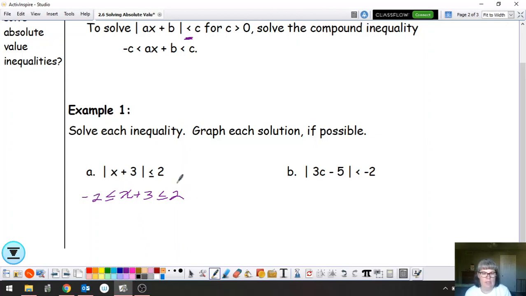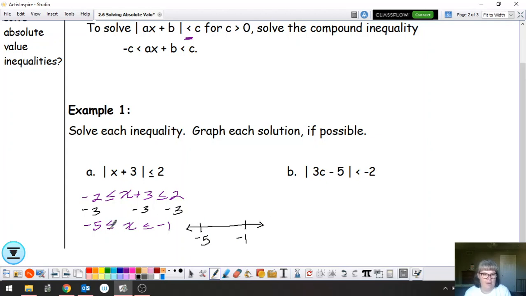Now, when it's written as one extended inequality or compound inequality like this, when I subtract 3 from the middle, I have to subtract 3 from each end because I'm solving two inequalities at the same time. So -2 subtract 3 is -5, less than or equal to x, less than or equal to 2 subtract 3 is -1. And then the graph for this, -5 is the smaller number, that's on the left. -1 is the bigger number, that goes on the right.